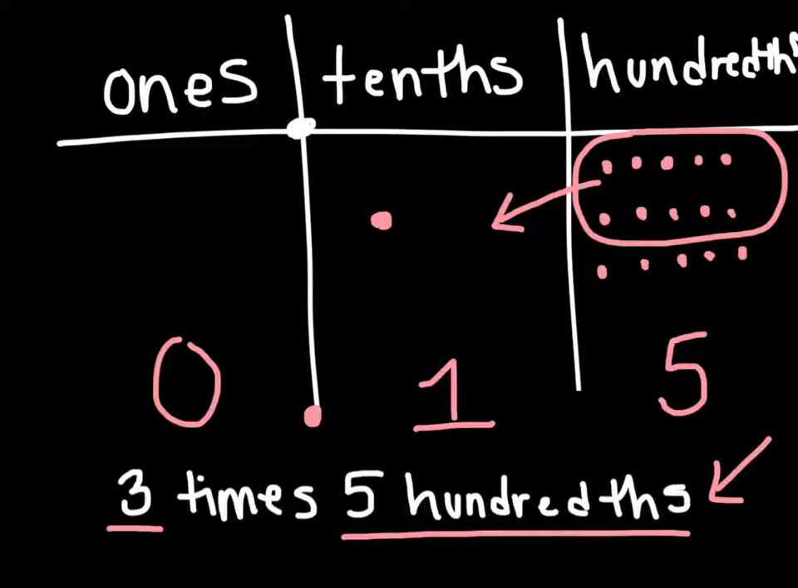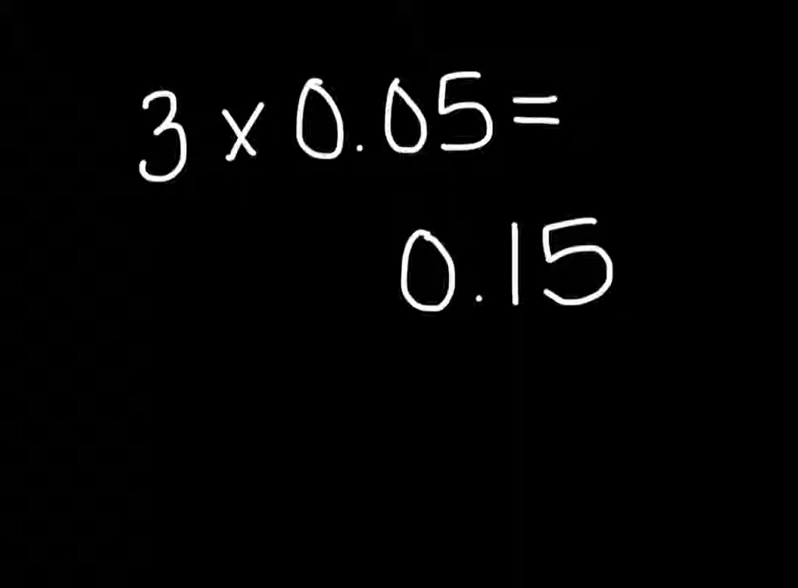You can also look at it like this. 3 times 5/100ths is equal to 15/100ths. This is the equation written out in standard form, and the product, or the answer, in standard form as well. The problem that I just solved was 1D from the Lesson 11 homework. If you are referencing your homework, you can look at that problem for the answer.